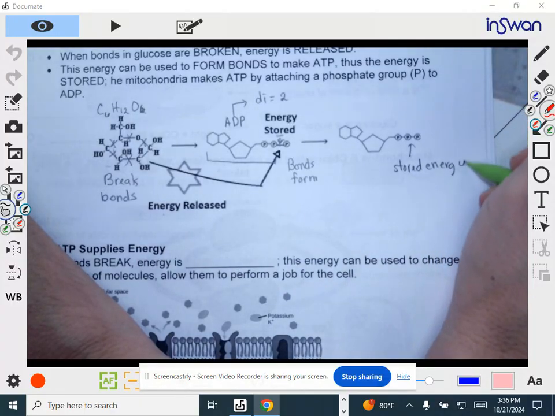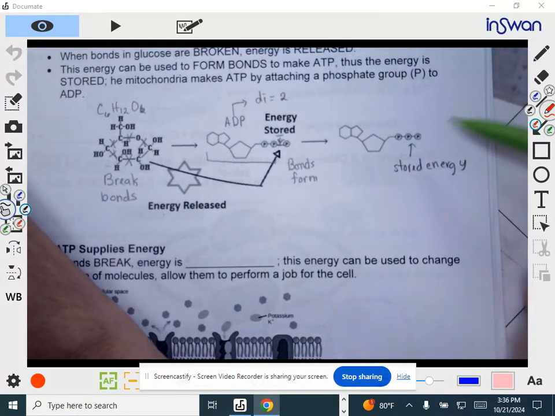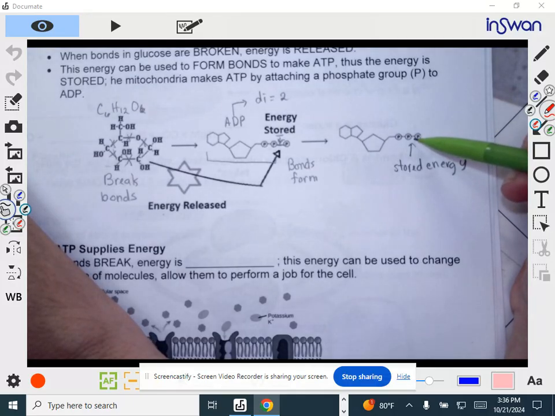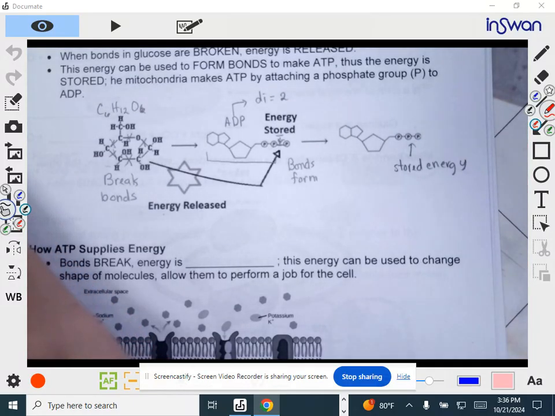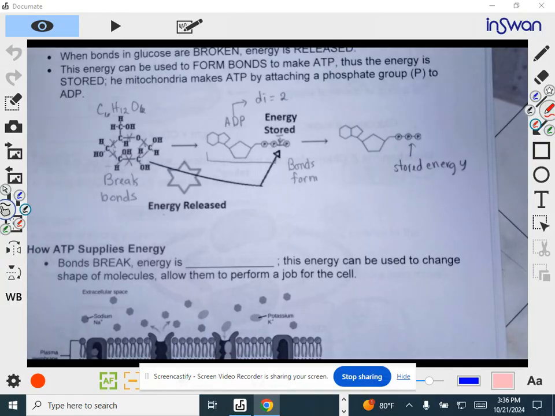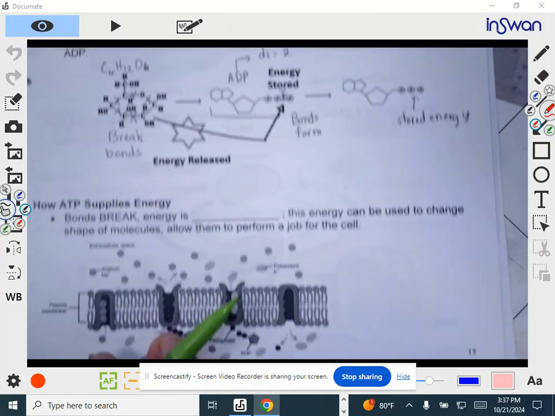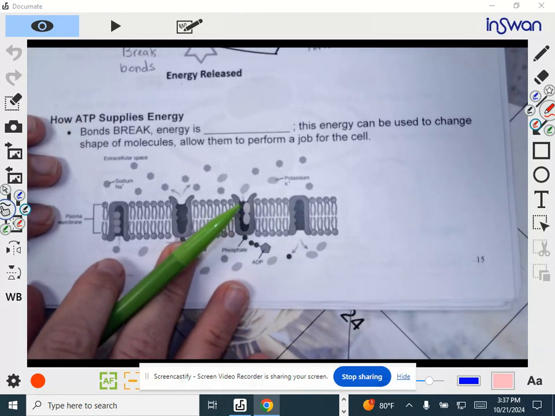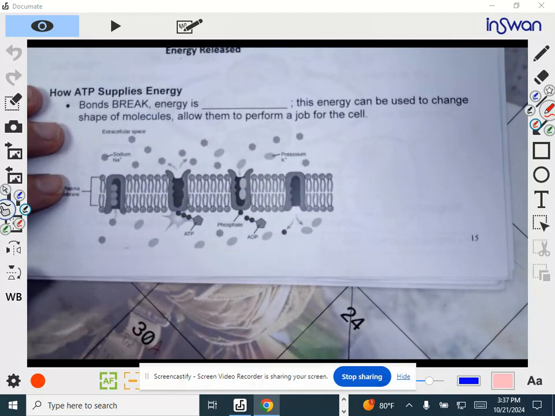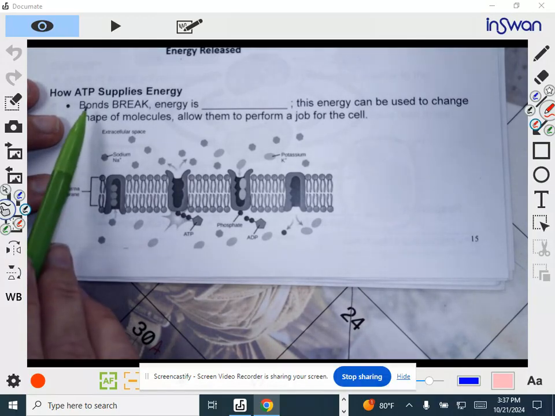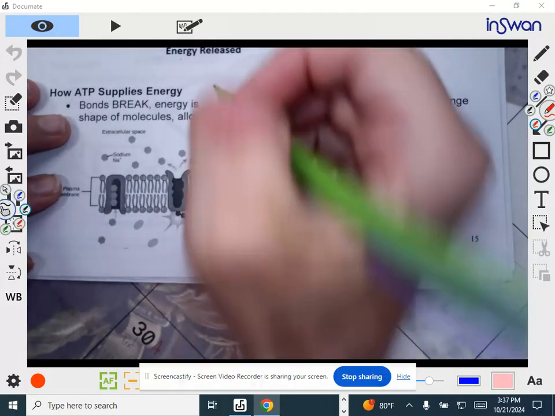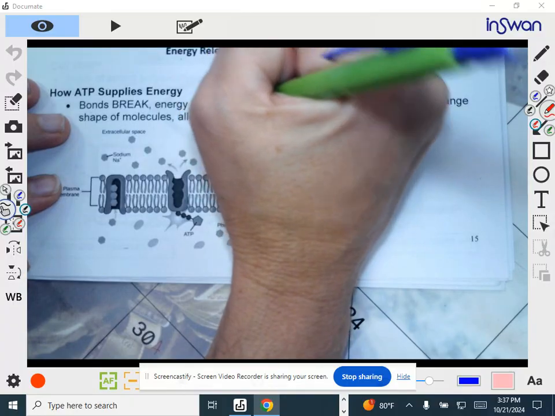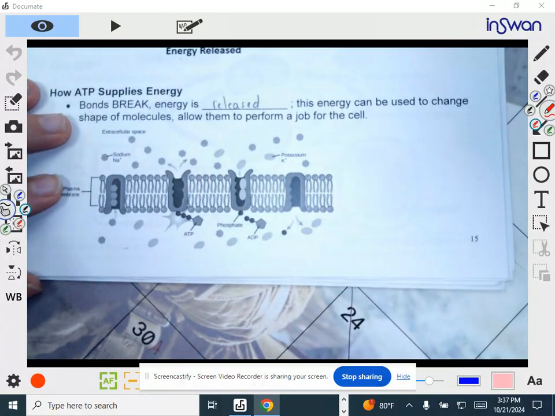And remember, to use ATP for energy, all we have to do is break the bond, energy gets released, and we can use that energy to perform work for the cell, okay? Or supply energy for reactions. Now, really, this is pretty much all that happens to ATP. So when bonds are broken, energy is released. So let's use some ATP for energy here.